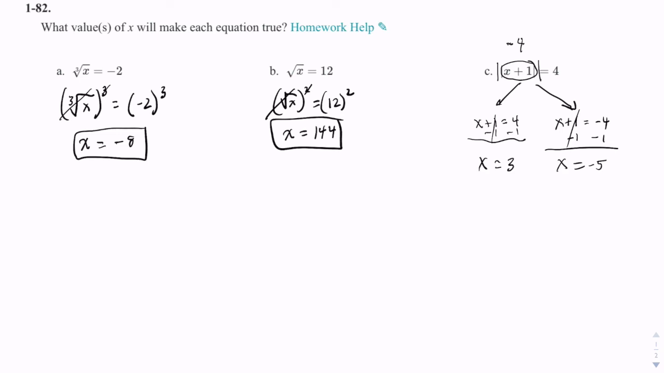And I actually prefer that you write your answers in set notation when there's more than one. And the way you write them in set notation is this way. It's okay if you leave it as x equals 3, comma -5, or x equals 3, comma x equals -5. Set notation uses braces, not parentheses, right? So I actually prefer them this way.